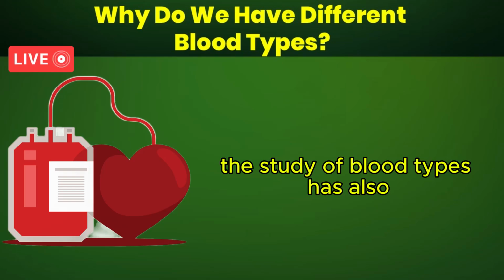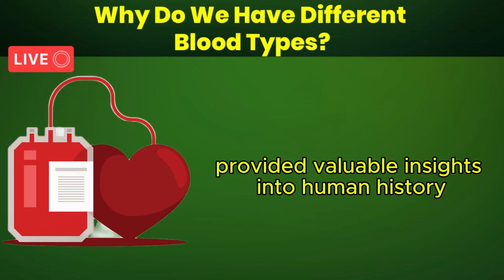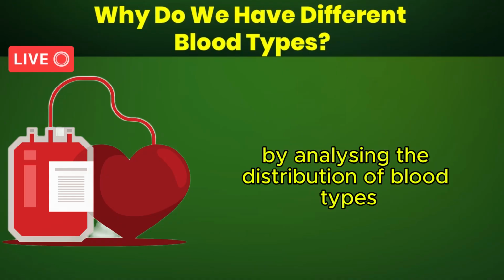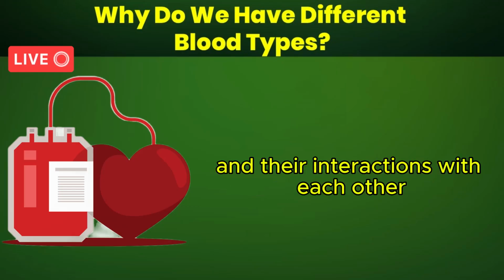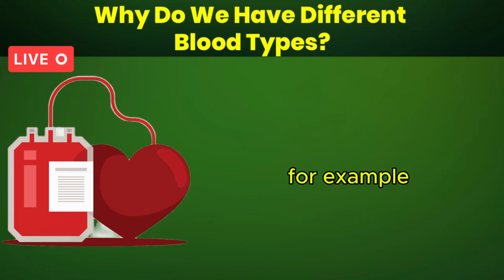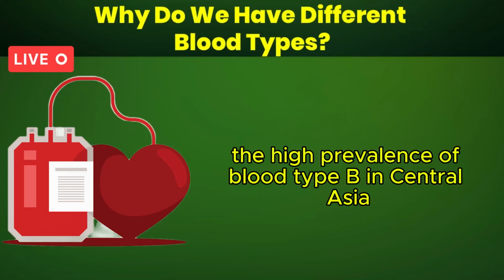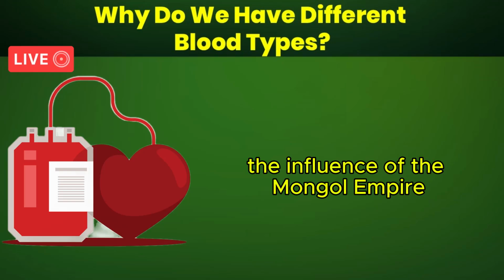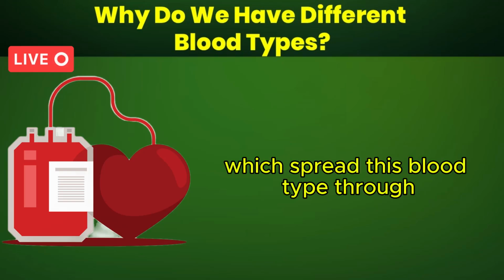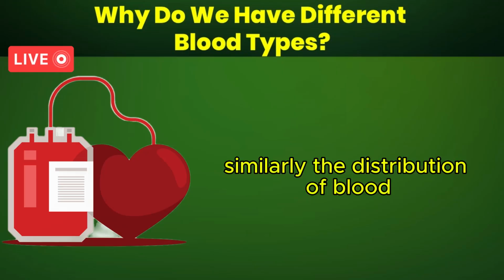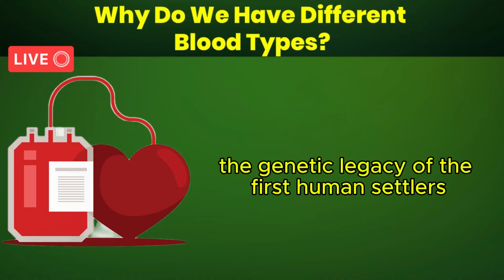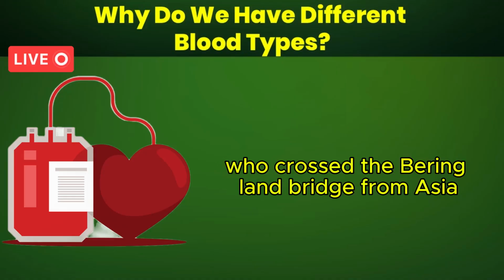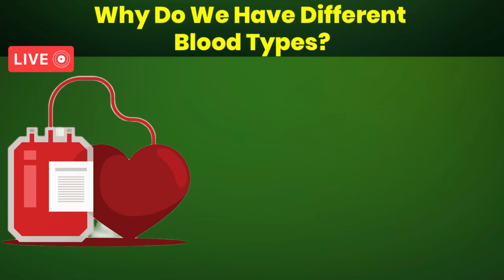The study of blood types has also provided valuable insights into human history and migration. By analyzing the distribution of blood types in different populations, scientists can trace the movements of ancient human populations and their interactions with each other. For example, the high prevalence of blood type B in Central Asia is thought to reflect the influence of the Mongol Empire, which spread this blood type through conquest and migration. Similarly, the distribution of blood type O in the Americas is thought to reflect the genetic legacy of the first human settlers who crossed the Bering Land Bridge from Asia tens of thousands of years ago.